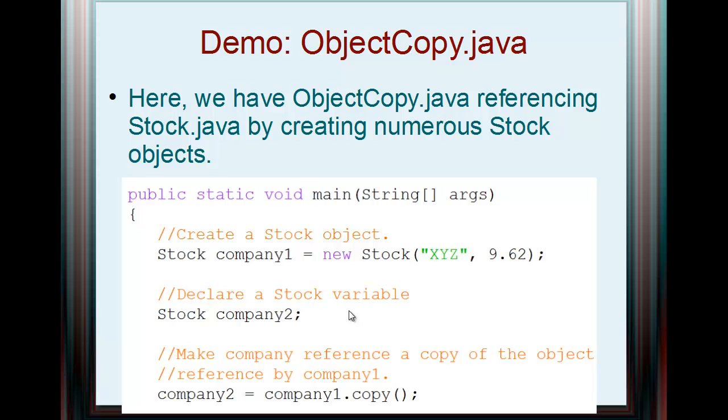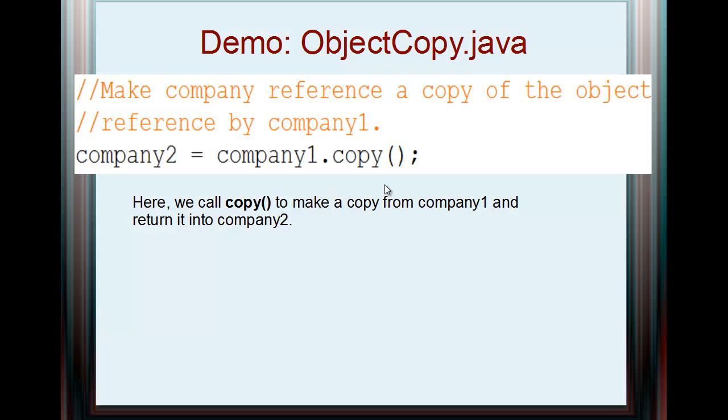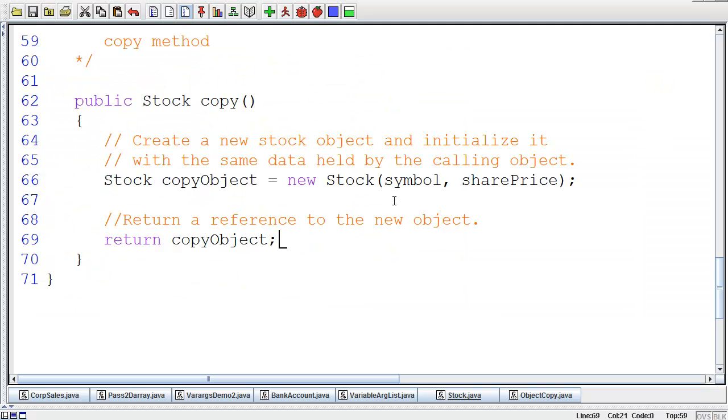And then we're going to demo it in object_copy.java. We're referencing stock.java where we have that copy method by creating numerous stock objects. So we'll have that here and we'll make this in just a moment. And then we'll call it like so. Alright, let's get this started.